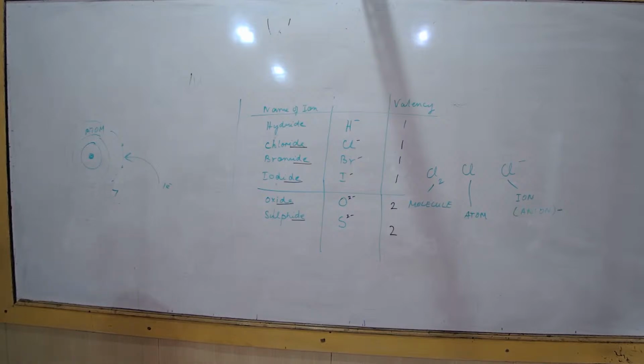Abhishek wrote nitride. So for nitride, how many electrons has it taken? 3. Yes. Originally, how many will it be? 5. Very good. In non-metallic elements there is sulfide, but even in polyatomic ions there is sulfide and sulfate. See the difference in spelling, sulfide and sulfate.